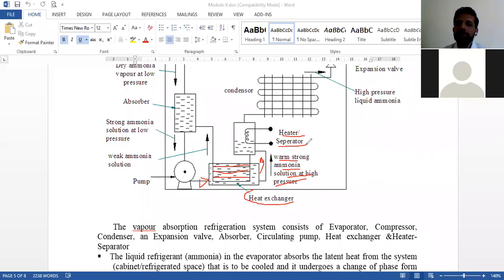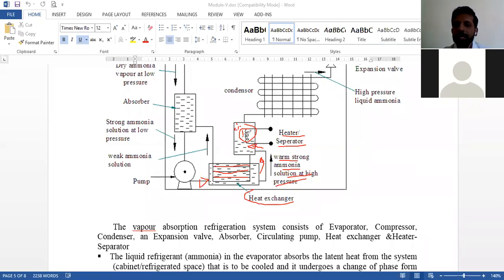Okay, so once the strong ammonia solution enters into this heater, there is a heating coil which is going to heat up this strong ammonia. Since the temperature is going to rise, ammonia is going to get converted into gaseous phase. There is only going to be a slight change in the temperature. The temperature is going to increase only by a slight amount, not to 100 or 200 degrees centigrade so that even the water would get evaporated. No, that is not the case.